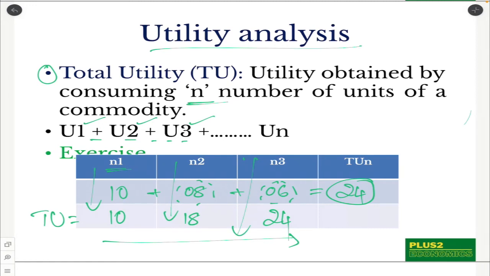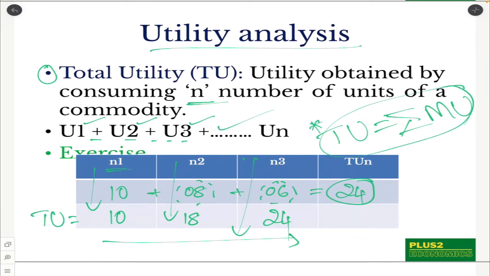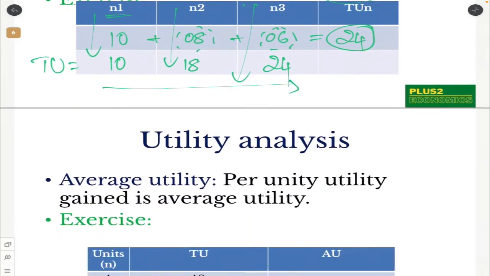There is a formula for this. What is it? TU is equal to sigma MU. This is a formula that you have to remember. This is one way of putting across utility: U1 plus U2 plus U3 etc. up to UN. That is also fine. You can write it as TUn here. So it becomes total utility after consuming n units of the given commodity. Or the other formula is TU is equal to sigma MU. Let's proceed to the next slide.